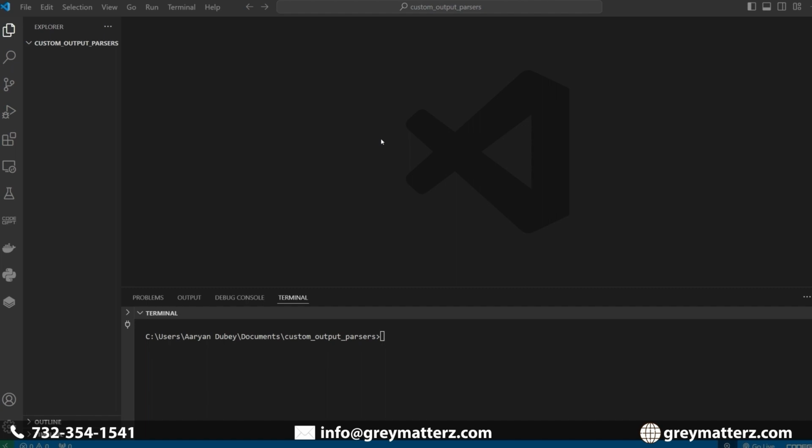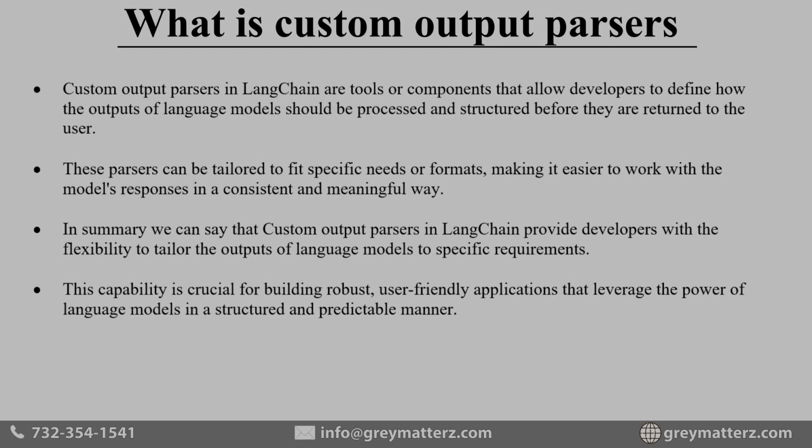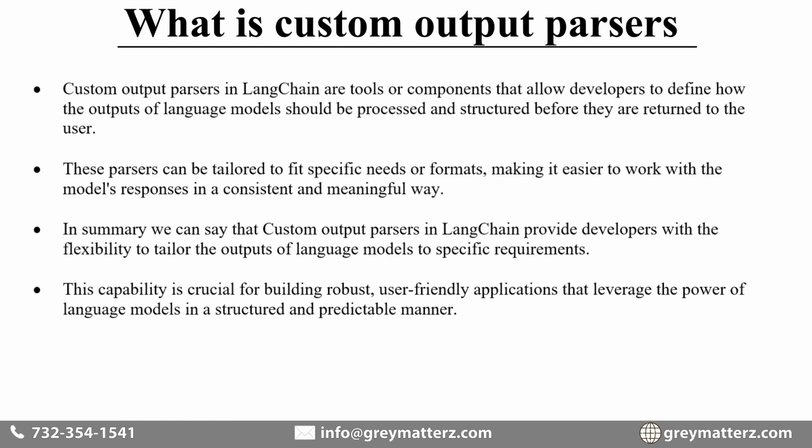Let's understand what custom output parsers are. Custom output parsers in LangChain are tools or components that allow developers to define how the outputs of language models should be processed and structured before they are returned to the user. These parsers can be tailored to fit specific needs or formats, making it easier to work with the model's responses in a consistent and meaningful way.